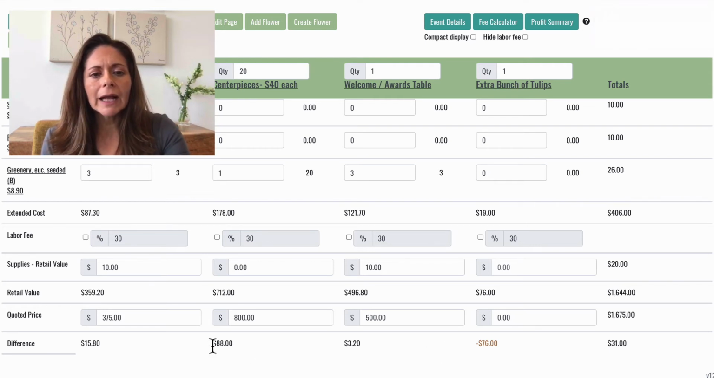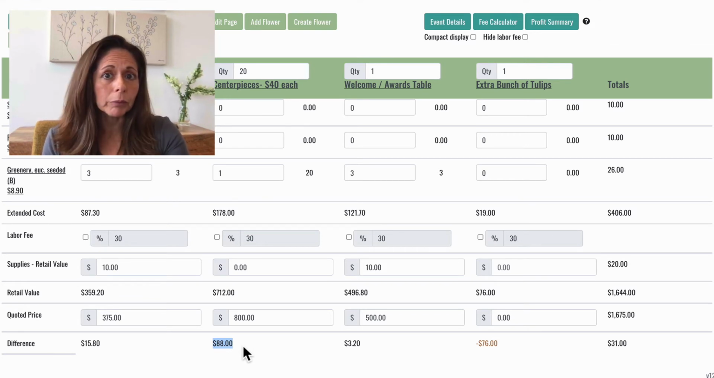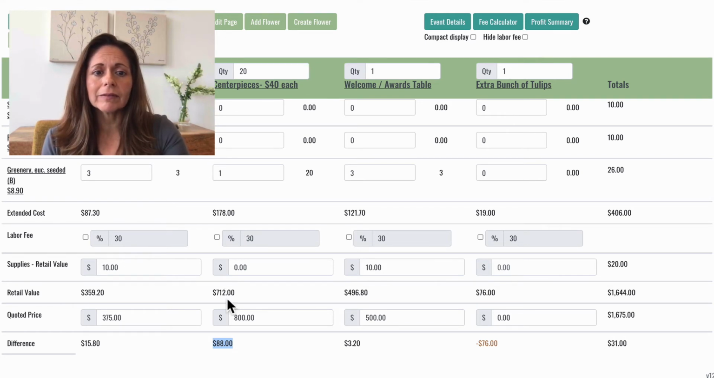You can see that in my centerpieces, I've got $88 worth of wiggle room because my pricing is a little bit under what I've charged my client in this situation. The retail value needs to be $712, but I've charged my client $800 for all these centerpieces. So I've got some wiggle room. You can see that down here by the numbers in black. And I'm only losing $76 by buying this extra bunch of tulips.